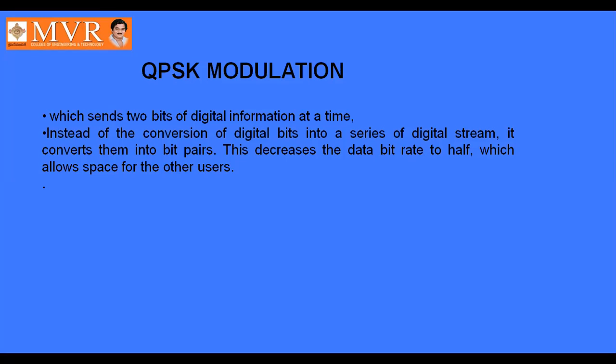So that is the only difference between QPSK and the M-ary scheme. In QPSK modulation, we are grouping 2 bits, and in M-ary modulation we can group 4 bits. The advantage of both is the same: always the bit rate is decreased, and it can transmit more information. So the bandwidth decreases, so that we can transmit more information.